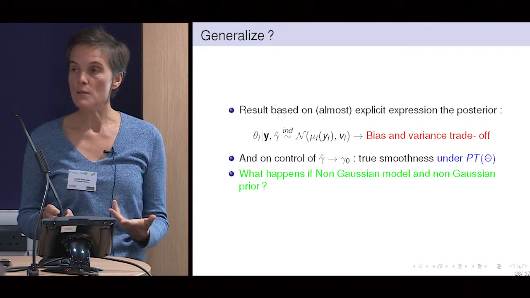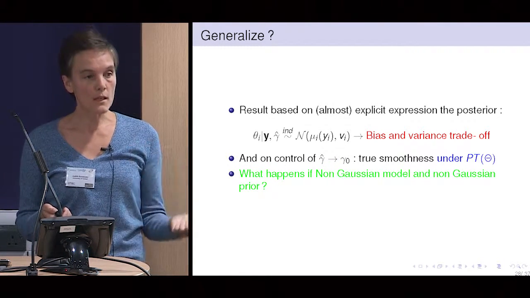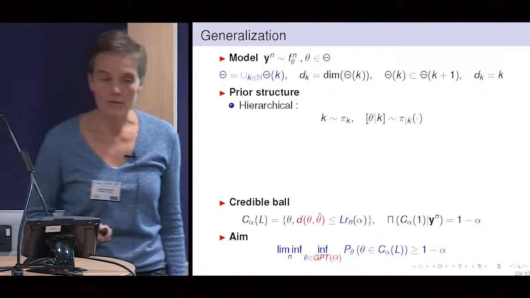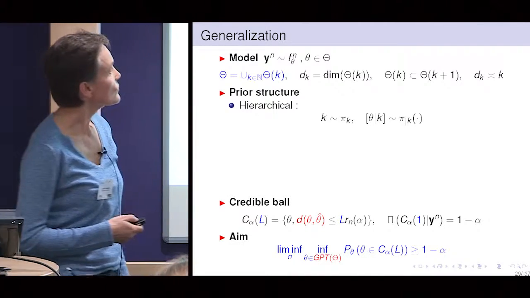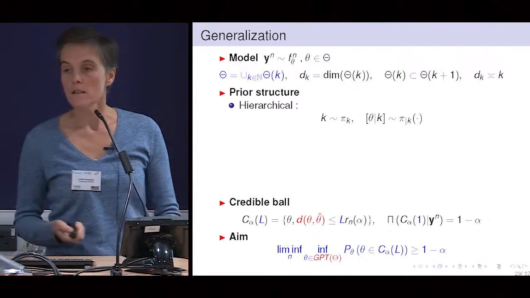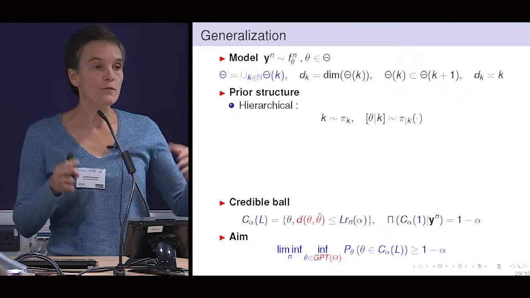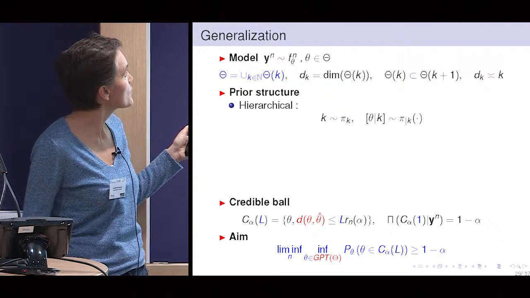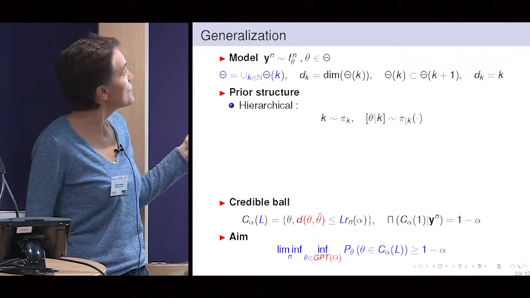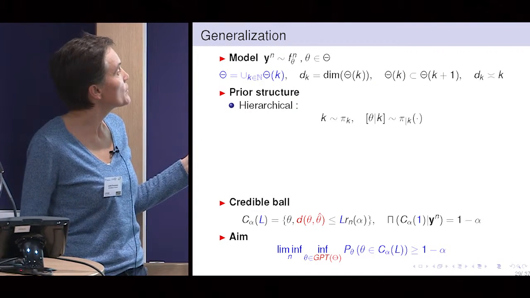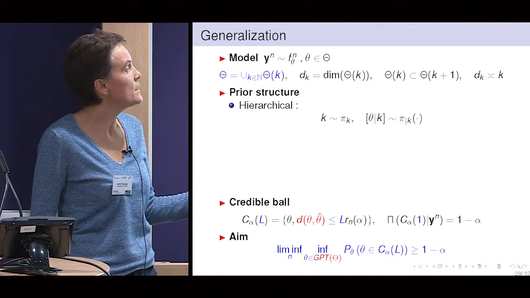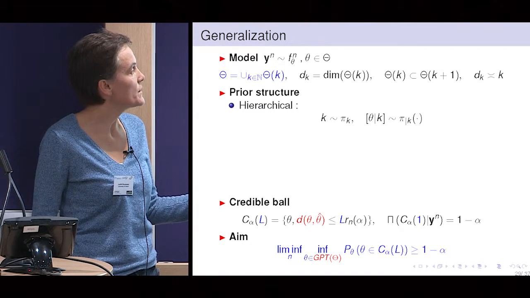The question is, what happens if you're not Gaussian anymore? If the likelihood is not Gaussian, or the prior is not Gaussian, or both. And that's what we've been studying with Botond, which is a generalization of that, in a certain framework. So what we've done is that you're considering a parameter space that can be written as a collection of finite dimensional parameter spaces. So we've written them as embedded. They can be slightly different than embedded, but morally you have to think about them as embedded.